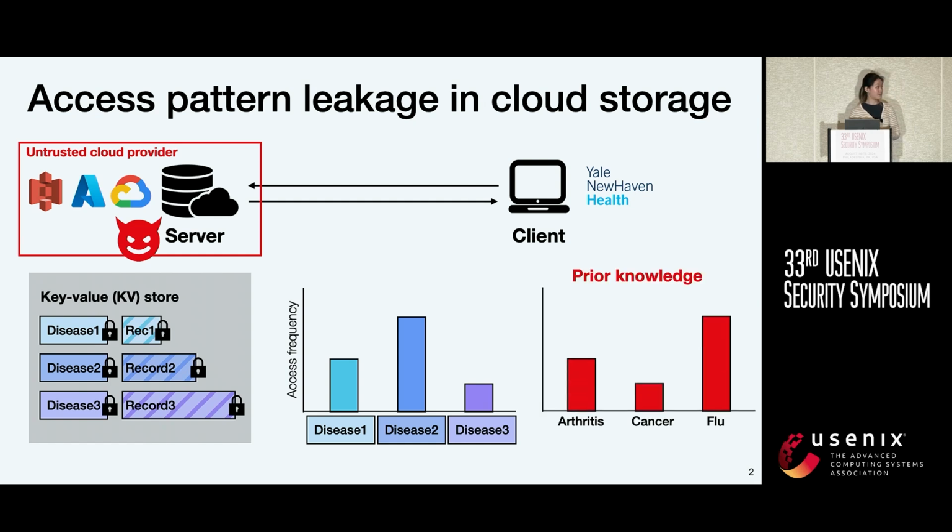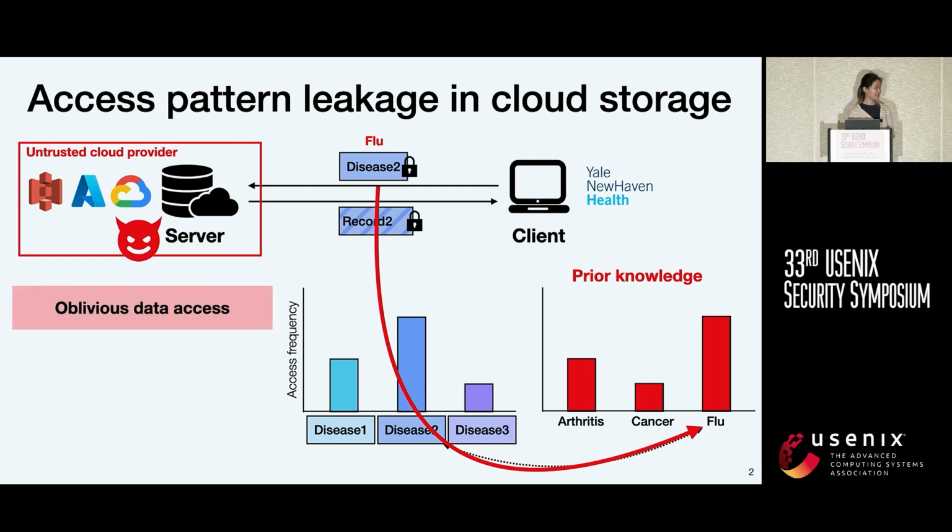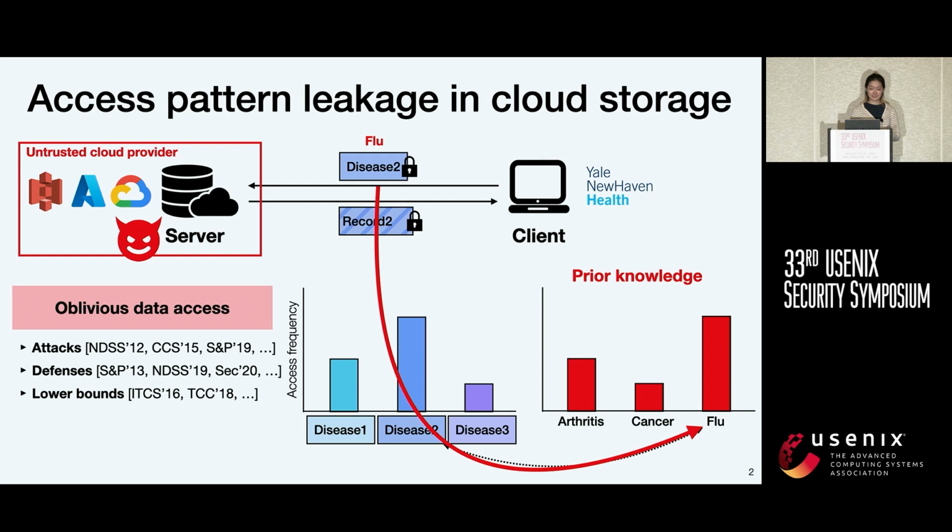Knowing the real-life distribution of disease cases, the adversary can infer, for example, that the most frequently accessed key is flu. Then, when the client next accesses an encrypted value, the adversary can directly identify the plaintext key. This problem has been addressed by research on oblivious data access, and it's now a very mature field.